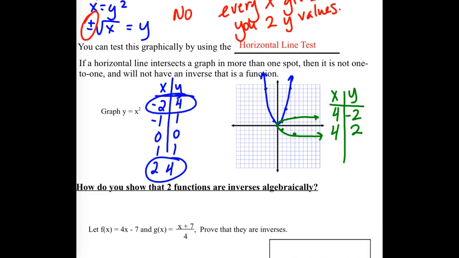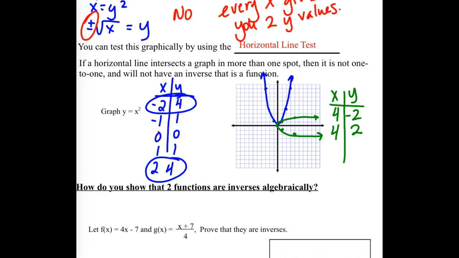We can use that horizontal line test to figure this out. So I asked you before, what does a y equals x squared graph look like? And you said a parabola. That parabola does pass a vertical line test. So the parabola itself, y equals x squared, is a function. Would it pass a horizontal line test?